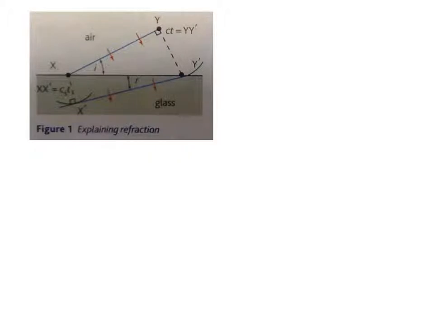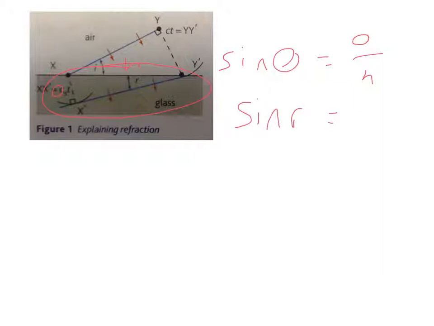Now if we consider this triangle at the bottom here, for this part here which I just highlighted, we're going to use the equation sine theta equals opposite over hypotenuse. You'll notice that this part here is your opposite, and this part here is your hypotenuse. From that, we get that sine r equals cs t over x y prime.